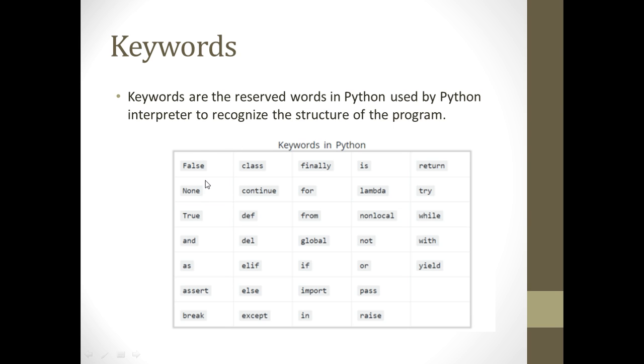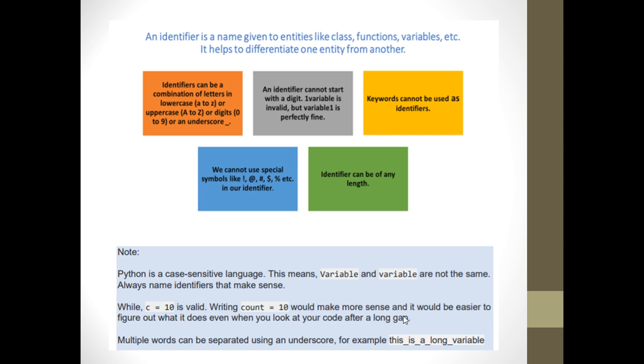There are False, class, finally, is, return, None, continue, for, lambda, try, True, def, from, nonlocal, while, and, del, global, not, with, as, elif, if, or, yield, assert, else, import, pass, break, except, in, raise. So now once we have read, if there is any question regarding which is not a keyword in Python, we should be able to recollect a few things.